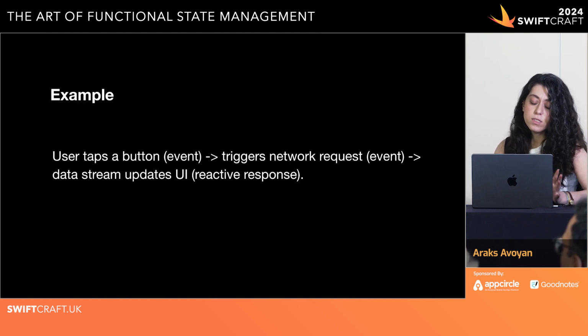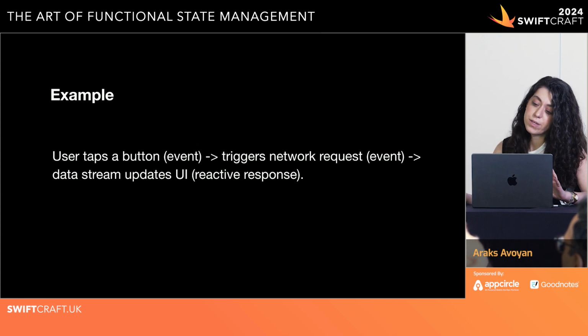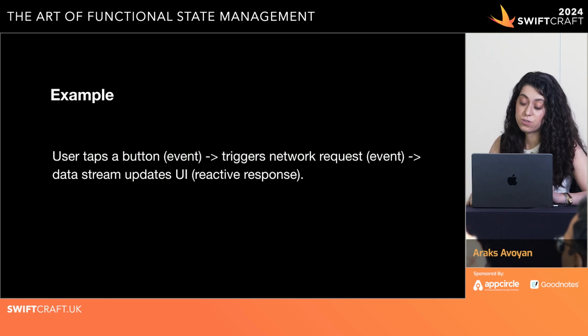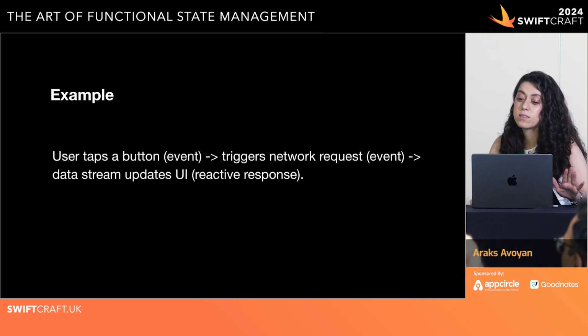For instance, a user taps a button, which is an event, which triggers a network request, another event. The response from the network request becomes an event that updates the UI through the data stream. This eliminates the need for constant polling and makes the app more responsive to user interactions.